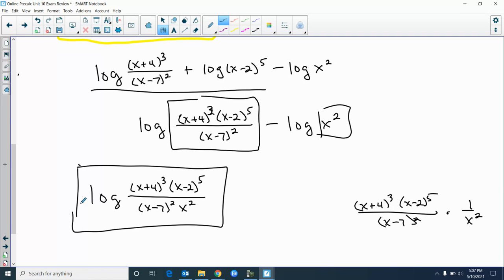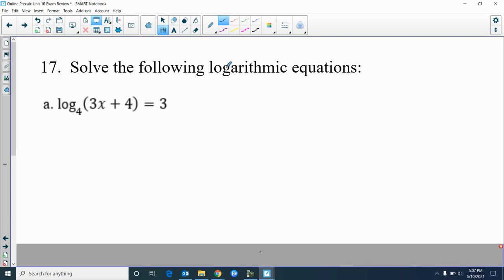All right, there's my condensed form. A single log for my final answer. Solving equations.